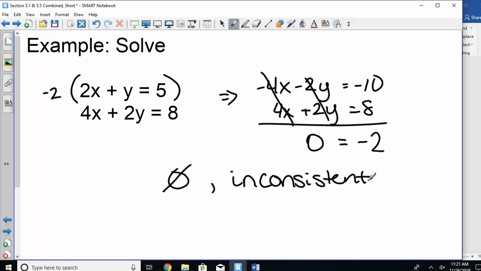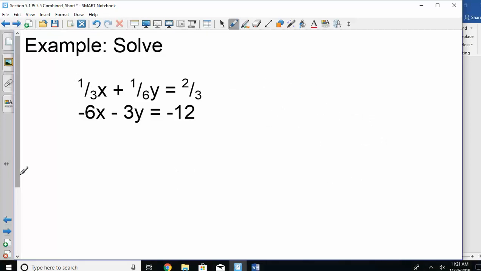Alright. That one okay? Let's do one with some fractions. So if I wanted to solve this by elimination, what would I need to multiply by?